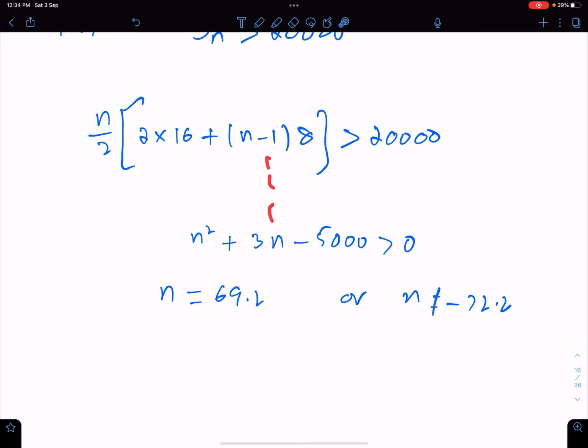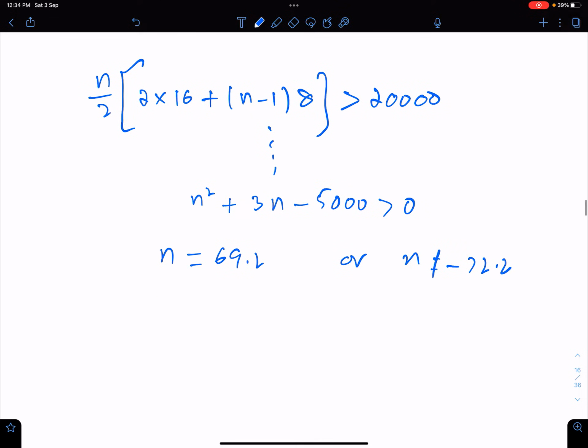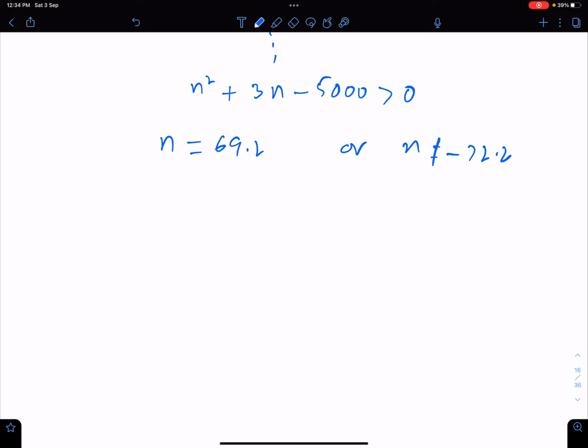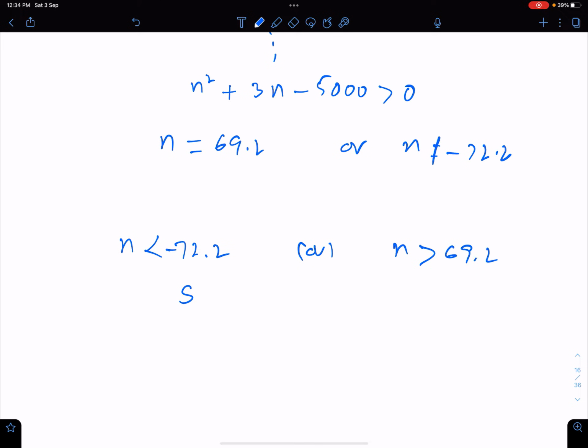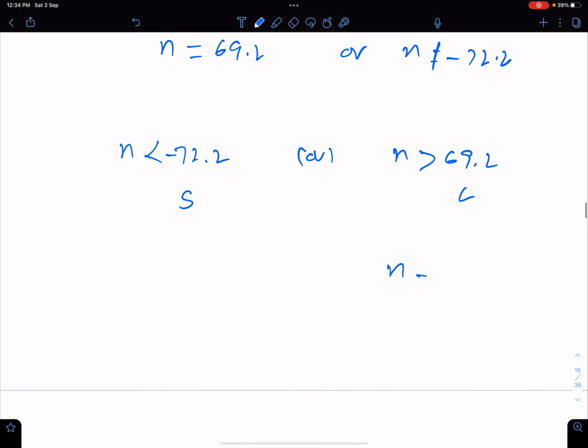Remember, you have done this in O levels quadratics. When we have a greater than sign, we write answers in this way: smaller value here, larger value here. Hence the answer is 70, the least possible value of n.